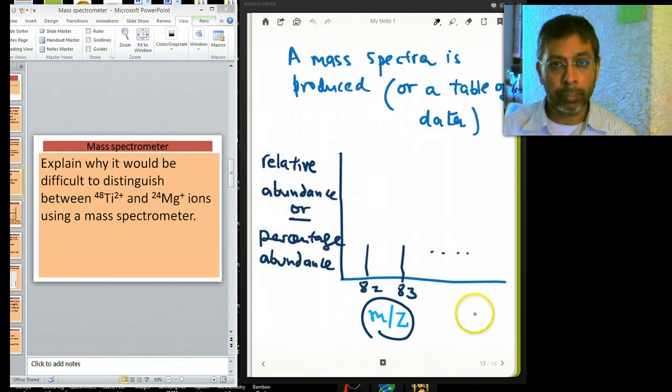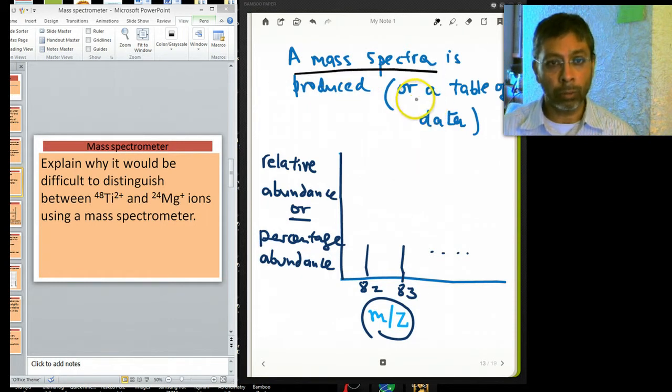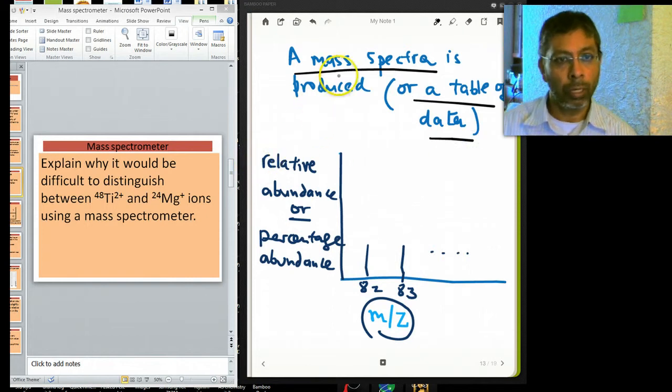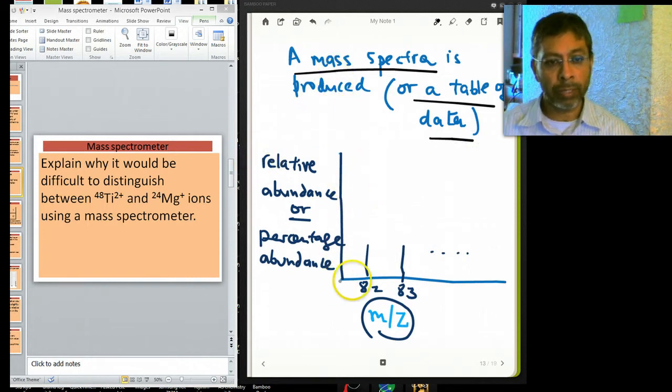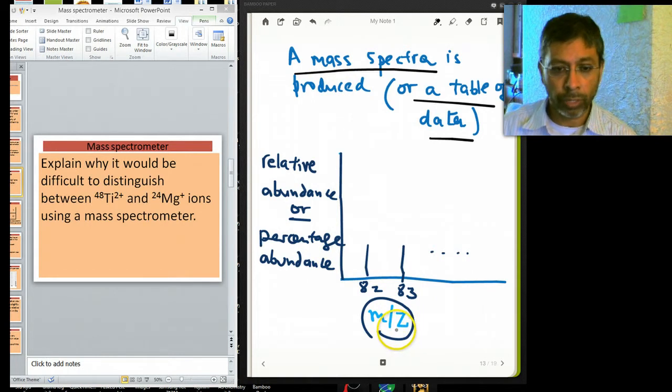The kind of data it might produce may be a mass spectrum like this, right, or a table of data like we'll see in a question later on. So the mass spectrum it produces may be something like this. On the x-axis you've always got the mass to charge ratio, and on the y-axis you've got the relative abundance or percentage abundance, one or the other.